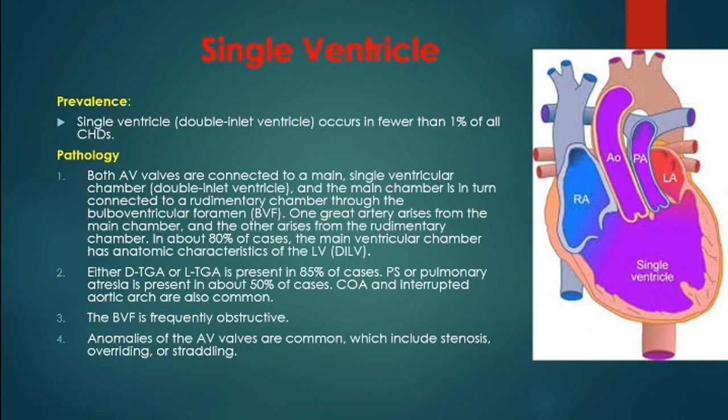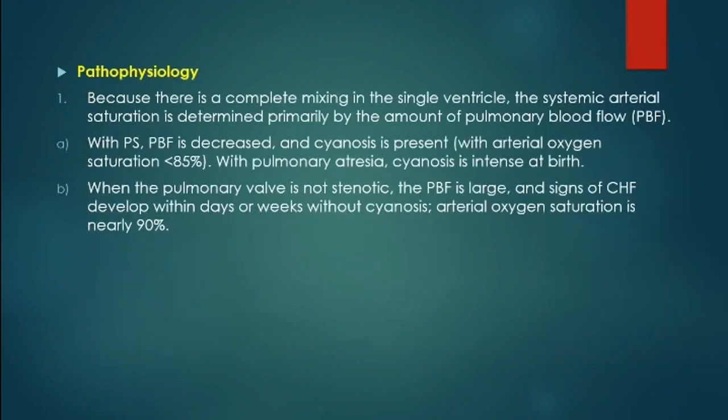The bulboventricular foramen, which is a VSD, as we said, is usually obstructed in nature. Sometimes there are abnormalities in the mitral or tricuspid valve, whether it is stenotic or overriding or straddling. In this disease, there is usually mixing at the ventricular level.